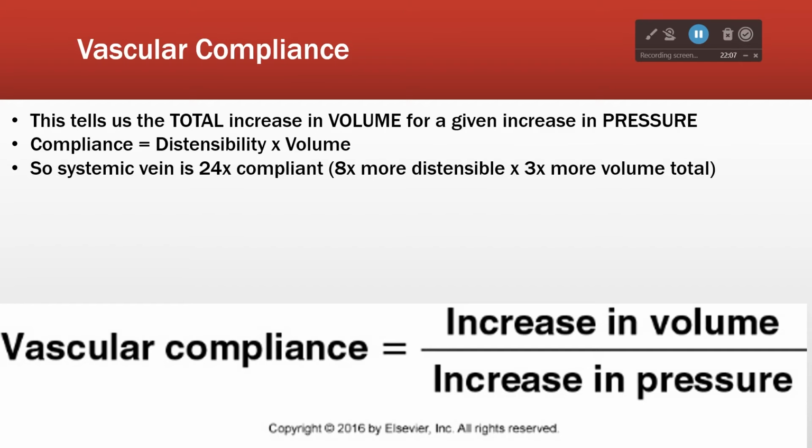And you can relate the two. So compliance is distensibility times volume. And I'll tell you, this is the one I'm going to use, okay? Compliance, because it's a little more applicable to a little more things. So like the systemic veins are 24 times as compliant as the arteries are. So where do we get that? They're 8 times more distensible, we talked about that already, and they have 3 times the volume. So we multiply those together and we get 24 times.